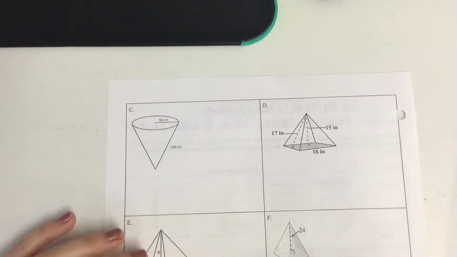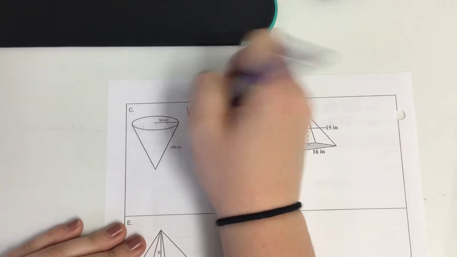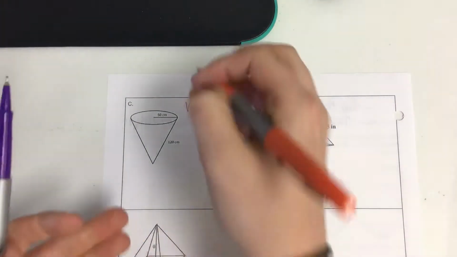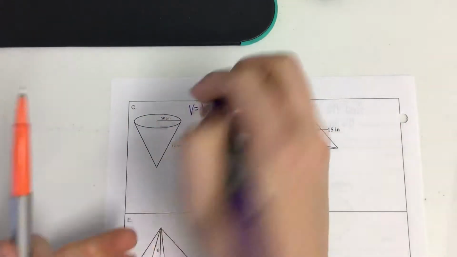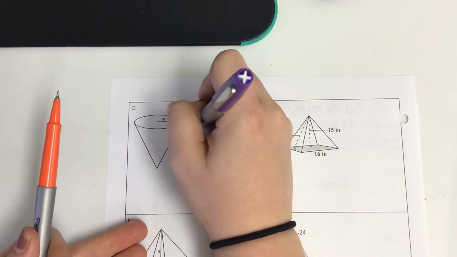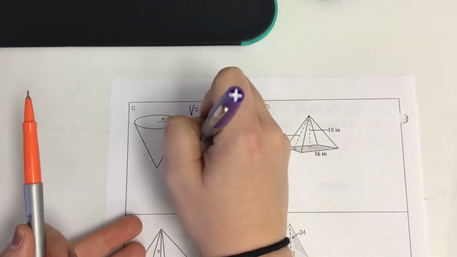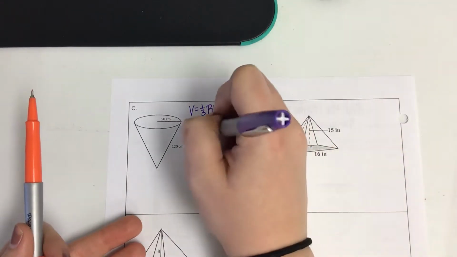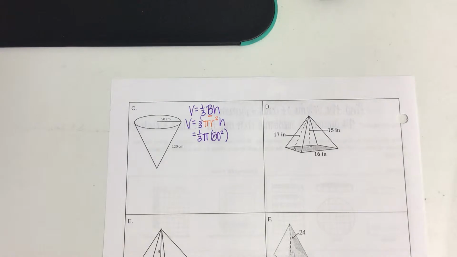Letter C, again we have a cone, so volume equals 1/3 area of the base times height, where again our base is a circle, so we fill that in with pi r squared. The rest of our formula stays the same, and we fill our numbers in. So we have 1/3 pi, our radius is 50, so we have 50 squared. Okay, now this one, we have an additional step.